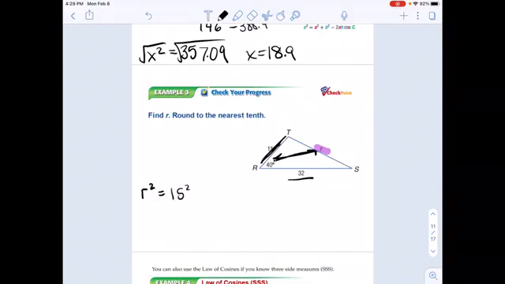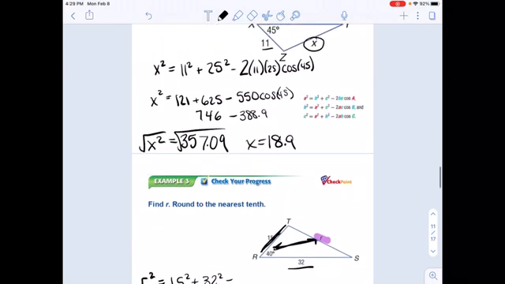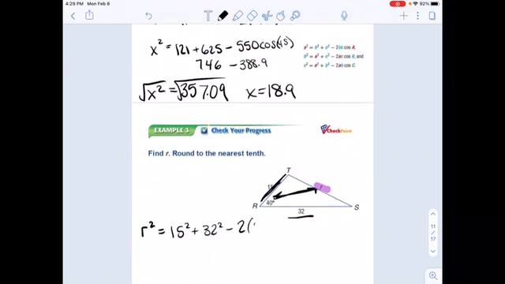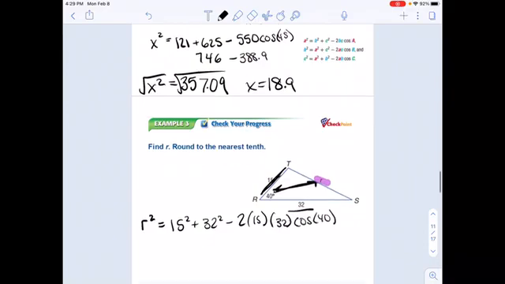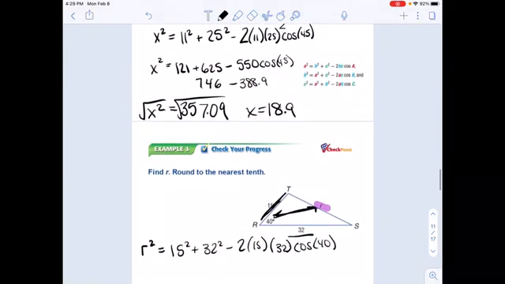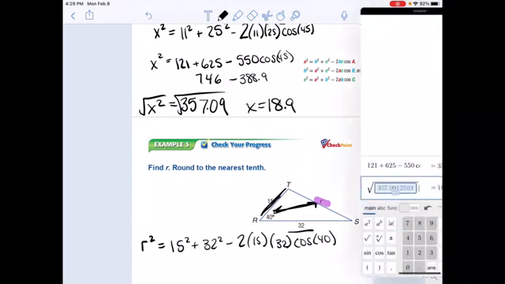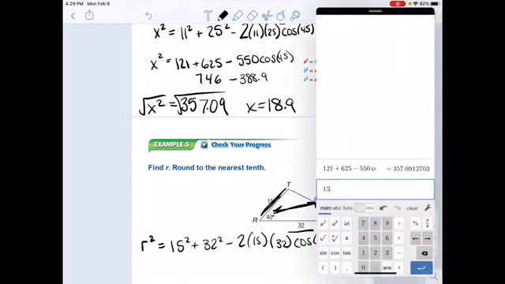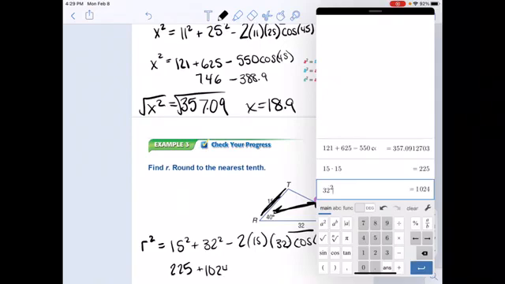Then we have 15 squared plus 32 squared minus 2 times 15 times 32 times cosine of 40. Now this is a nice big long formula. It's okay, we can do it. 15 times 15 is 225. 32 times 32 is 1024.